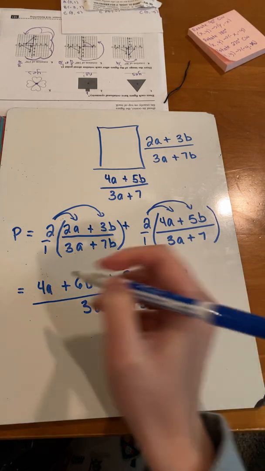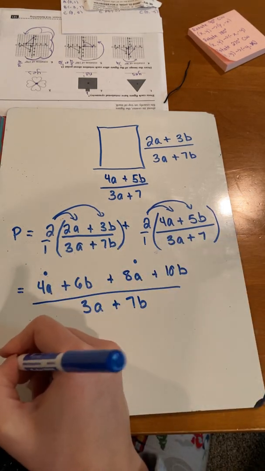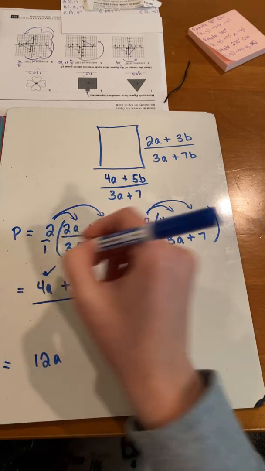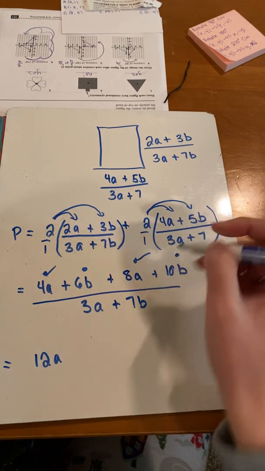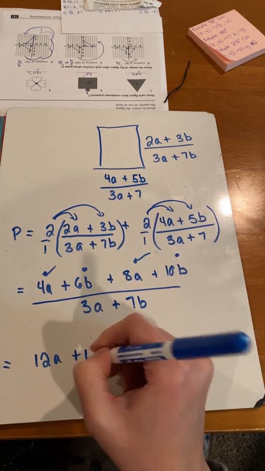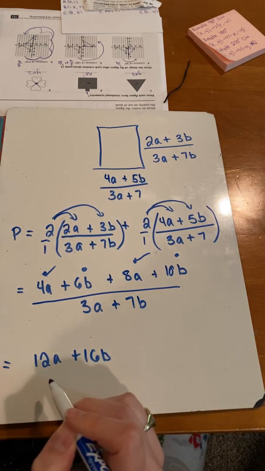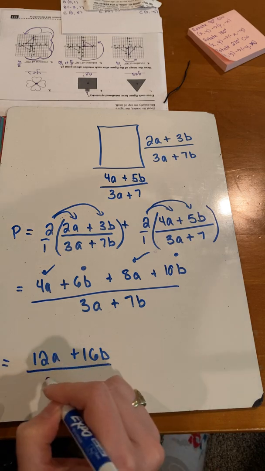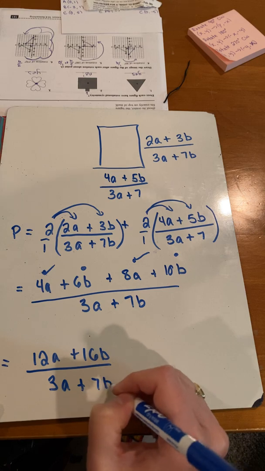And now we're going to look for like terms. I have 4a and 8a. So I'm going to bring those together as 12a. So now they're taken care of. And I have 6b and 10b, which is going to be 16b. And now this is still all over top of our common denominator of 3a plus 7b.